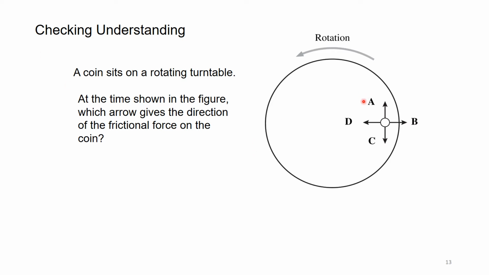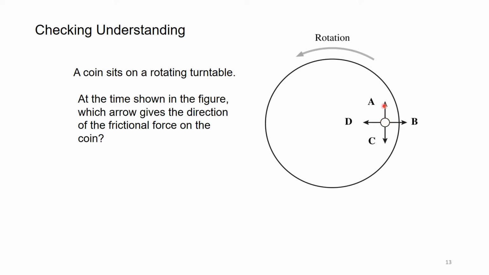Next problem, we look at a coin sitting on a rotating turntable. So this large disc is a turntable. It's turning counterclockwise, shown by this arrow up here. And we have a coin that's sitting somewhere close to the edge of the turntable and also rotating with the turntable. The question's asking which arrow among A, B, C, D gives the direction of the frictional force acting on the coin. So let's try to understand where frictional force comes into consideration.